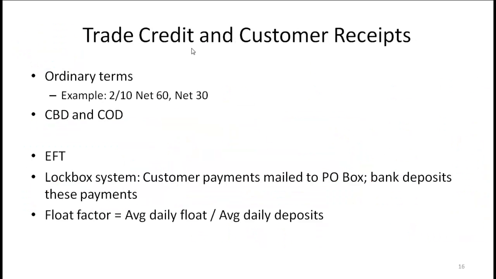Now let's talk about trade credit and customer receipts. So this basically means that when you sell to customers, you might set up different kinds of payment terms, and you just need to know the key terms here. 2/10 net 60 would mean that you are telling your customer that he gets a 2% discount if he pays in less than 10 days. So in 10 days or less. After that, the payment is due in 60 days.